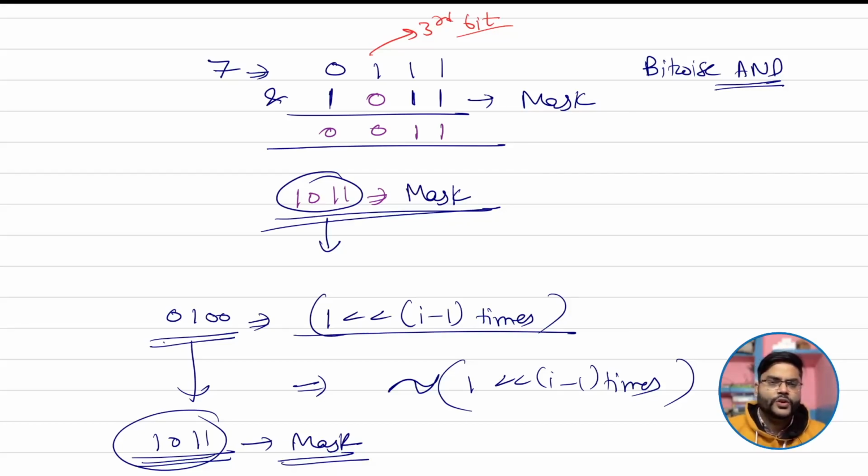Now let's move forward to the third variation. Okay, third problem. Our third problem is set ith bit. We have cleared the ith bit. Now I want to set the ith bit.